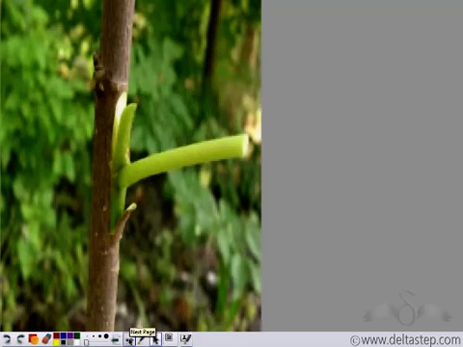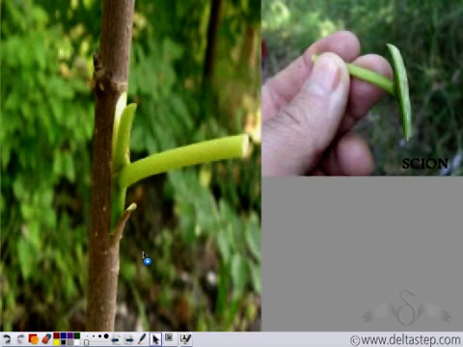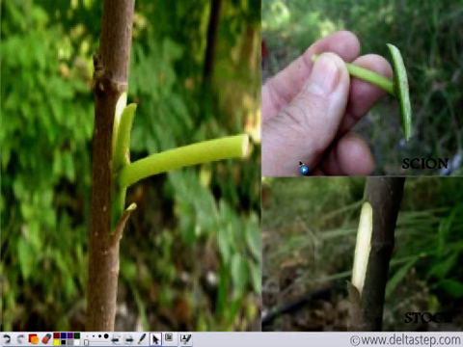Now, this cut stem, which is attached to a rooted plant, is known as the scion, and the rooted plant to which the scion is attached is known as the stalk. So this is the scion and this is the stalk.